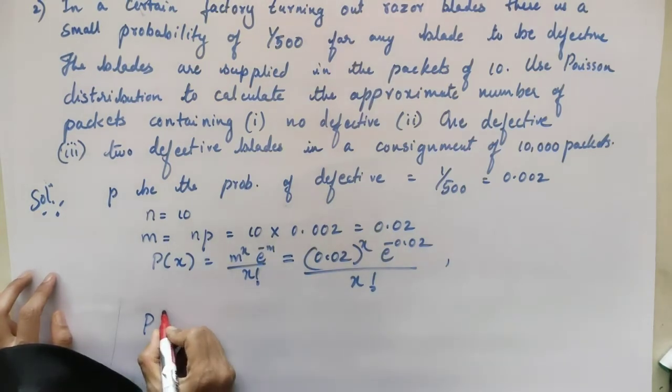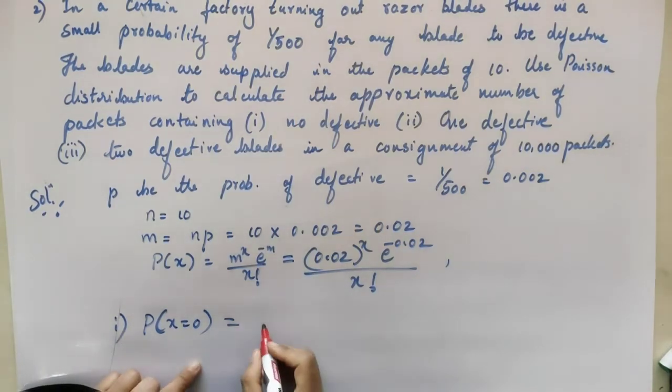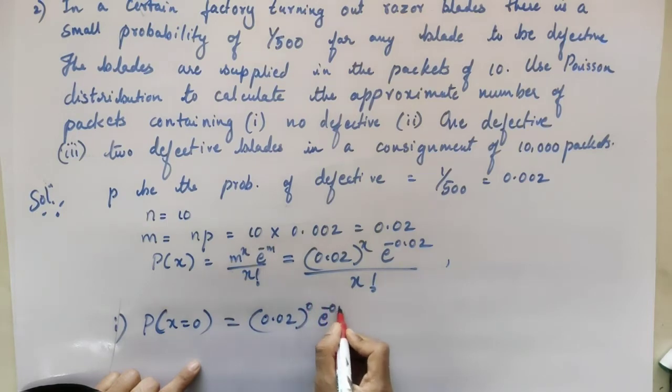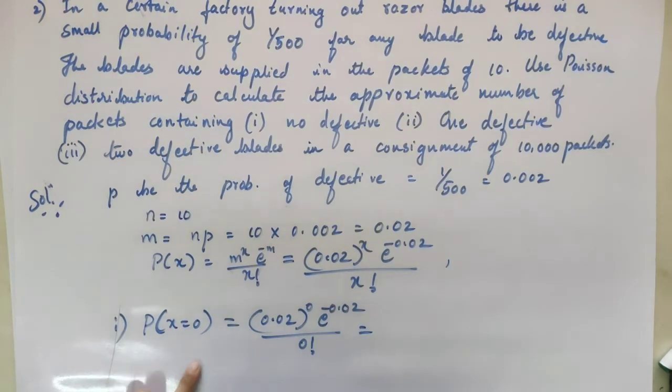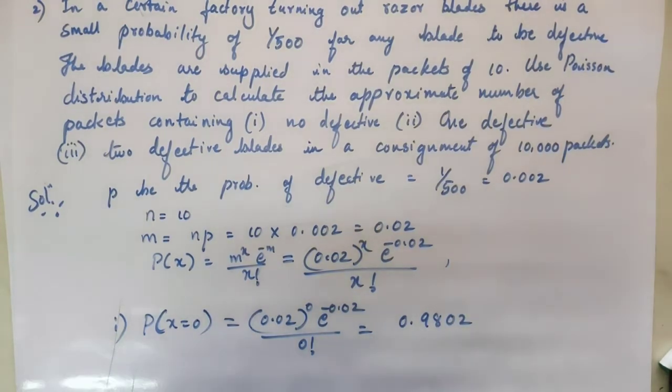Okay, so therefore P of x is equal to 0. No defective means x is equal to 0. First one: P of x is equal to 0 means it will be 0.02 raised to 0, e to the power minus 0.02, divided by 0 factorial. Its probability comes out to be 0.9802, because e to the power minus 0.02 is 0.9802.